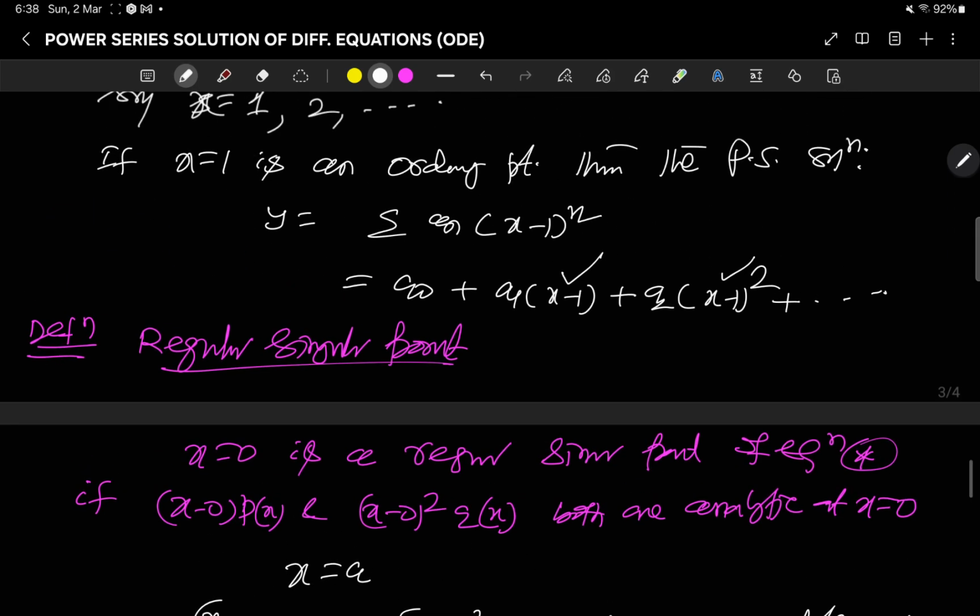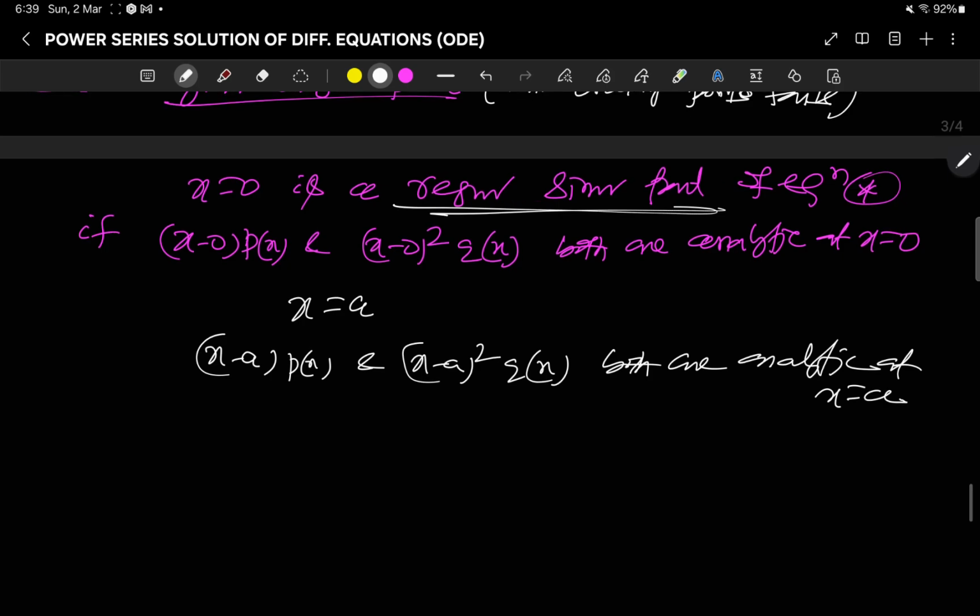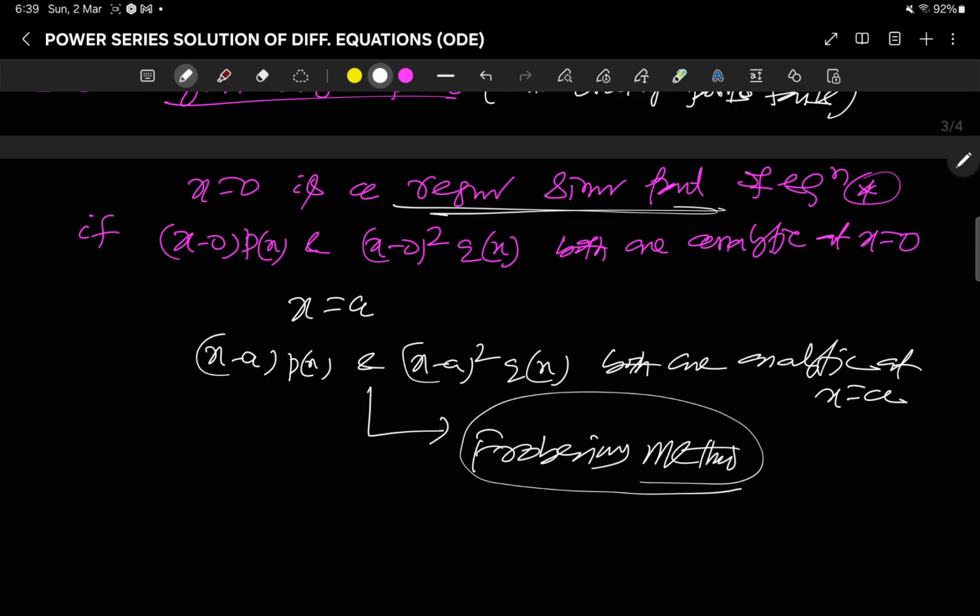Means if the ordinary point fails, then we talk about the regular singular point, and this method will lead you to the Frobenius method. Okay, and this is not the discussion point at this time. So let us now solve more examples on this.